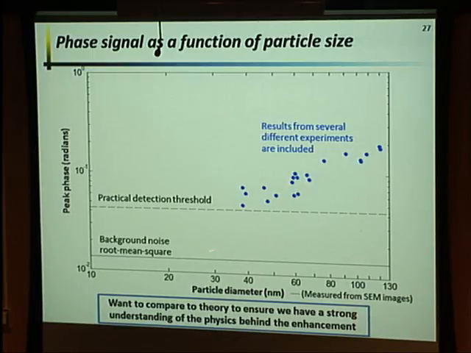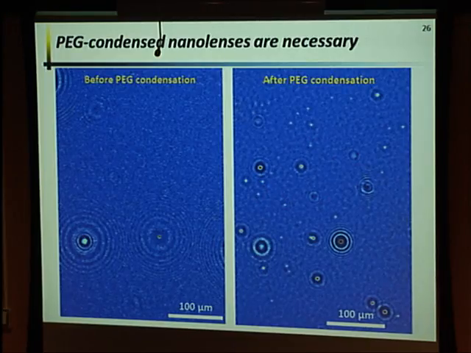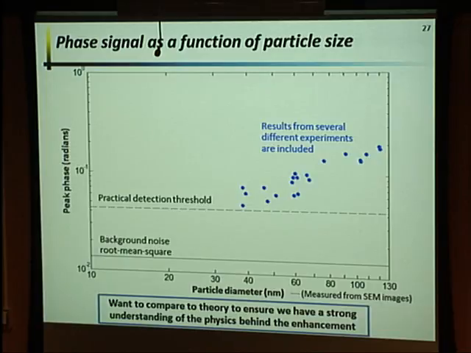What I should say here is that these images are actually phase images. Each one of these peaks corresponds to the phase signal that we're receiving from this particle. We can plot this phase signal as a function of the particle diameter that we measure using SEM, and we see that there's some sort of relationship. As one might expect, larger particles provide larger signals.